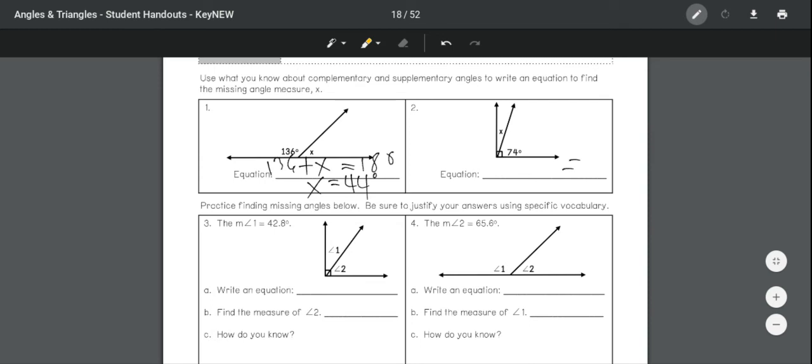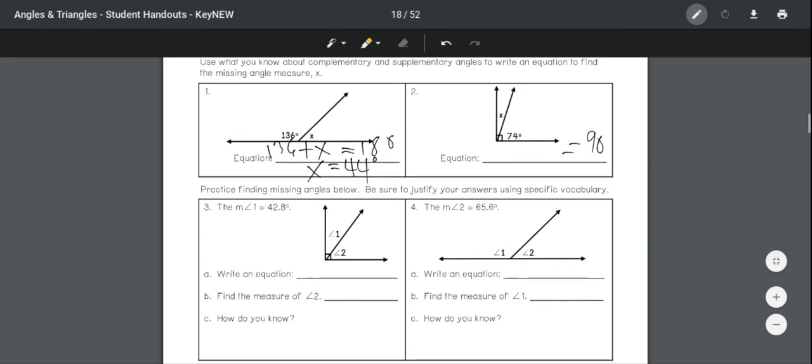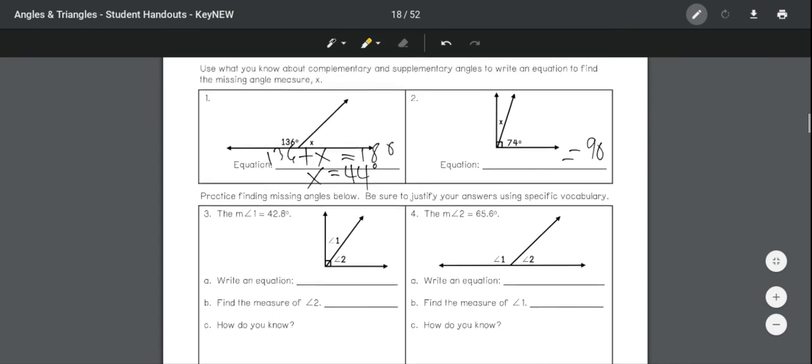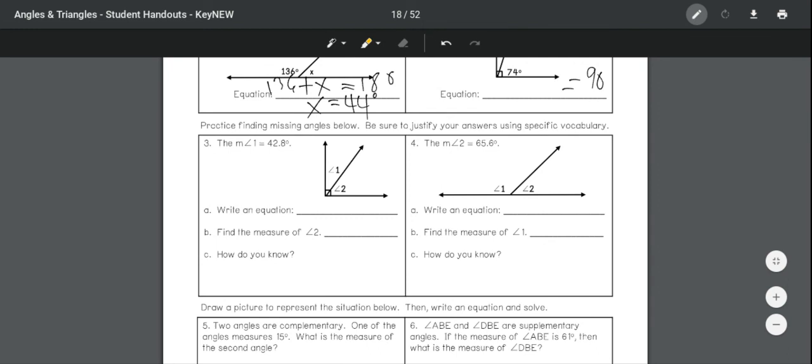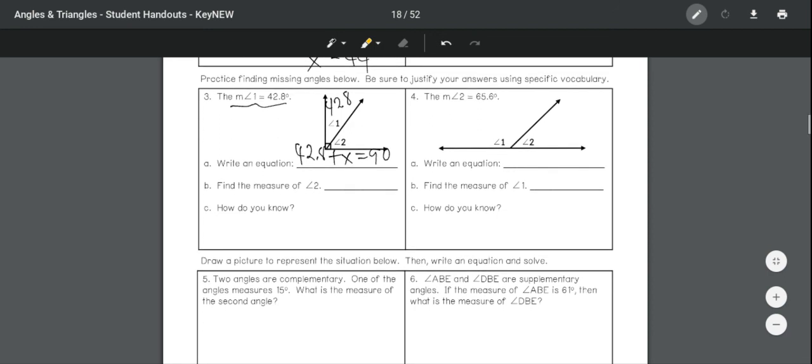Okay, these should equal 90 because of the box. You go ahead and do that one. Then they're also sometimes written like this, where it says the measure of angle 1 is 42.8. Sometimes it helps to put that there for yourself. So the equation would be 42.8 plus x equals 90, and then you solve for x. And you go ahead and do number 4.